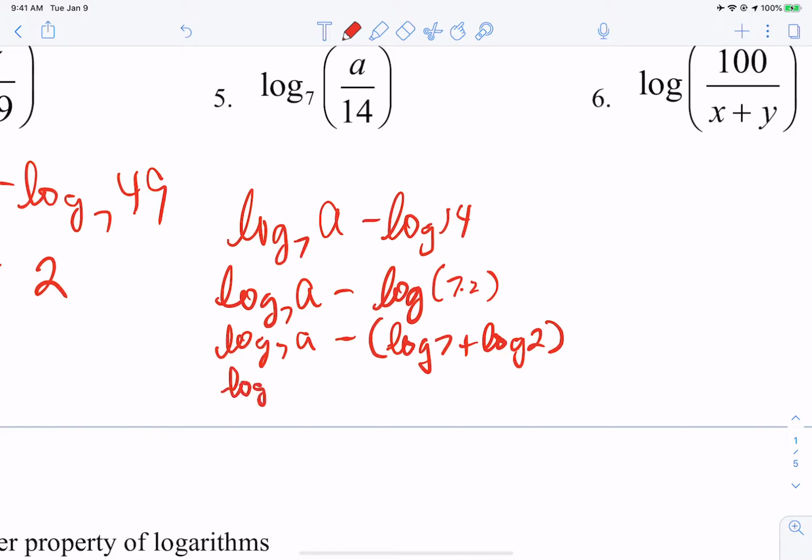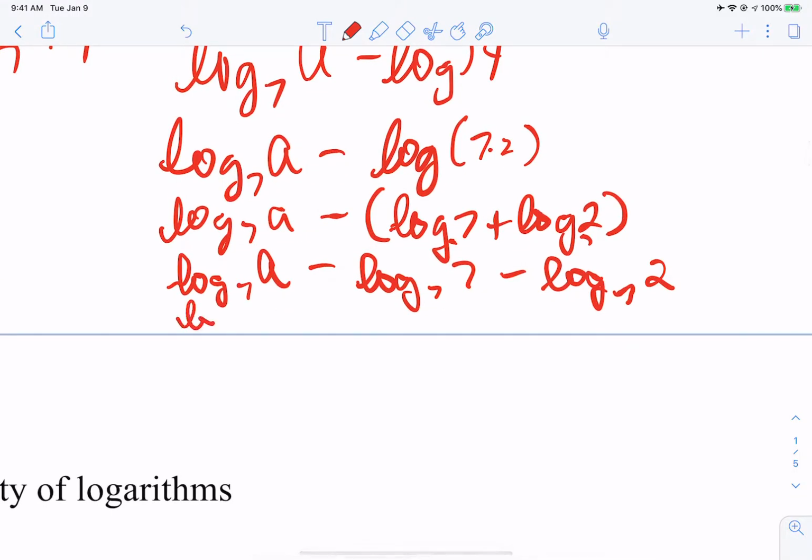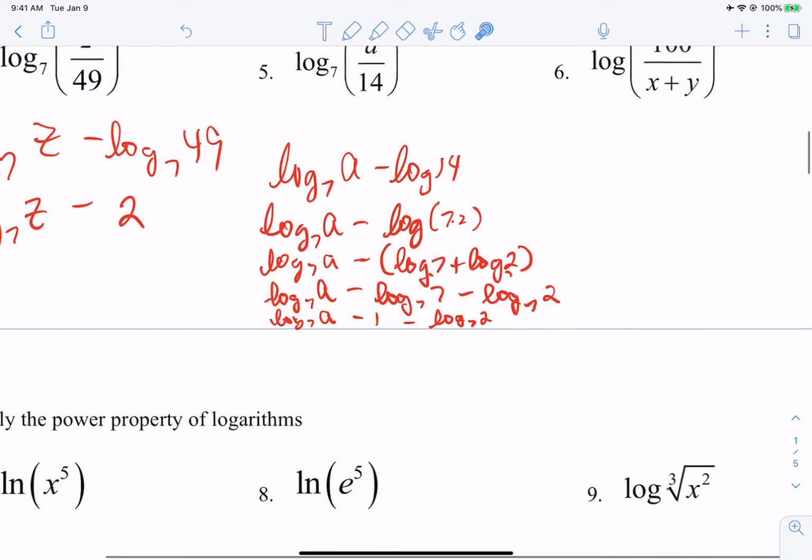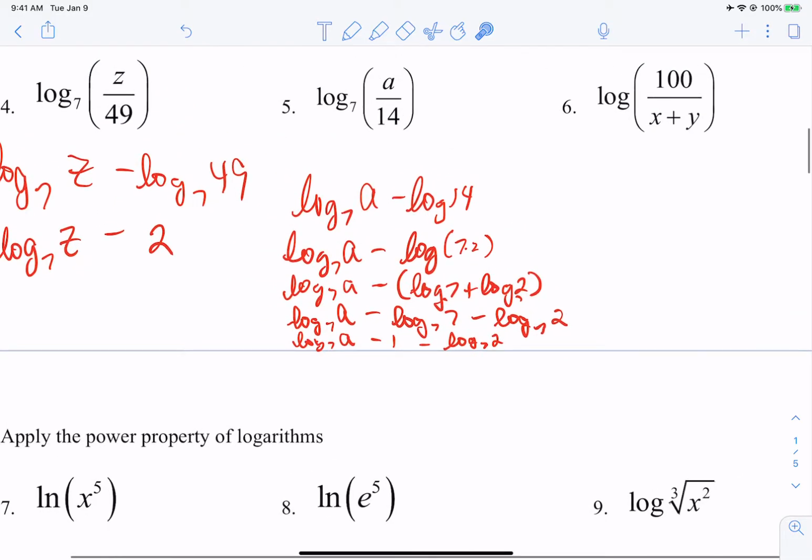So this is the log base 7 of A minus the log base 7, I forgot my little 7s there, of 7 minus the log base 7 of 2. Now, the only piece that is related to the number 7 is that one. That's the only piece that's going to change. And so our final answer would be the log base 7 of A minus 1 minus the log base 7 of 2. So that is number 5.